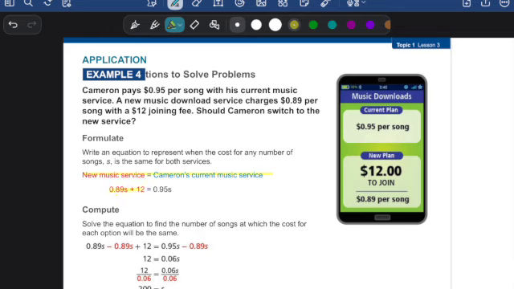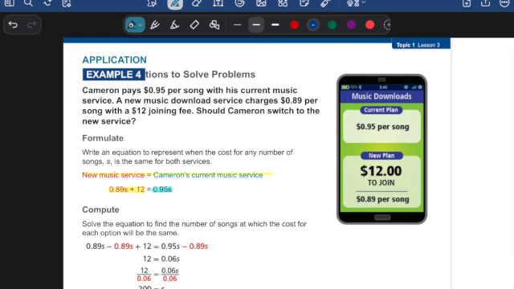Okay, so there's our new service plan. His current music service plan is just 95 cents per song. S equals the number of songs. Okay, and then we can just solve our equation using the property of equality.